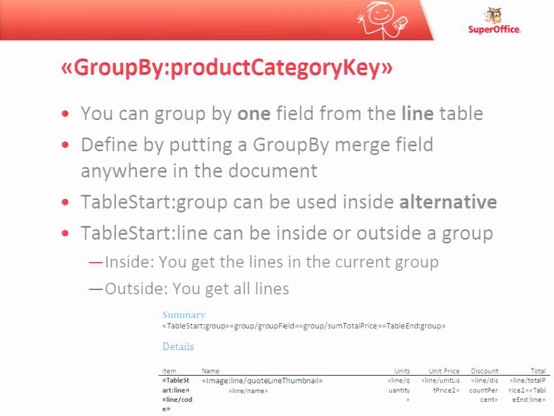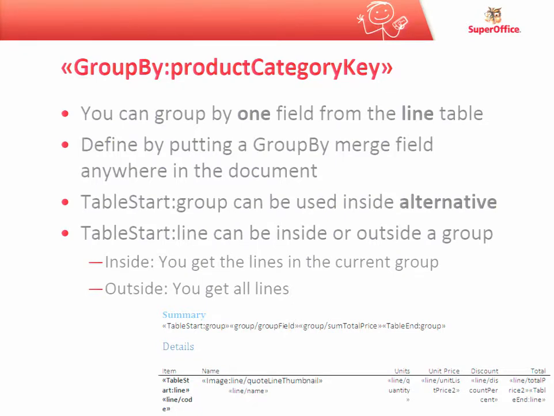You make the choice by putting a merge field that looks like this: group by, and then the name, without the table prefix, because it's always on the product line. You can put that anywhere in the document because it's detected during a pre-scan where we ask the Word engines, do you have any merge fields? And it says yes. And having done that, you get this group table that you can use if you want to.